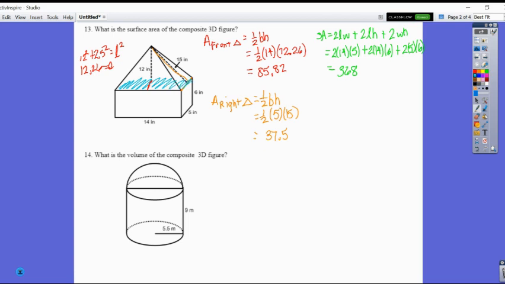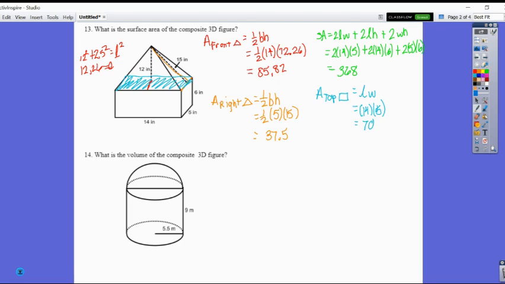Surface area includes all 6 sides. I do not need this rectangle top. It's already incorporated in there. So then the area for the top of my rectangle, I've got to figure that out. This is length times width on a rectangle. So it's 14 times 5 gives me an area of 70.